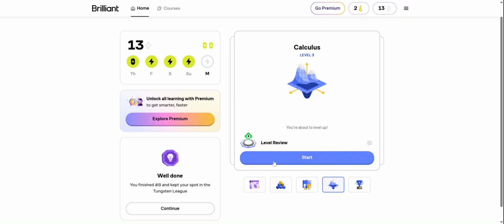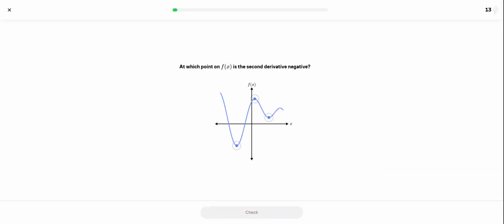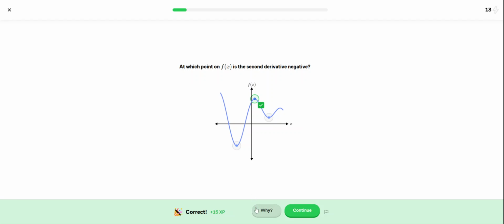I'll click here, start, to begin the level review exercise. Yes, there we go. The first question I'm going to encounter is: at which point on f of x is the second derivative negative? Negative second derivative is at the maximum point. Yes, so the maximum point, this one. Only this is correct. Let's check. Yup, that's correct.